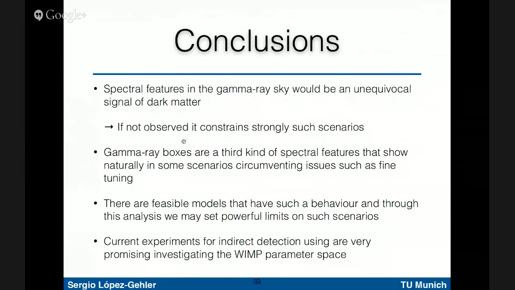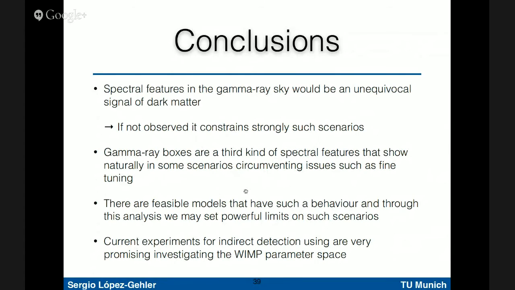features. Gamma ray boxes are a third kind of spectral features that we add to the internal bremsstrahlung and gamma ray lines scenarios. They are a very interesting kind of spectral features that don't need any kind of fine tuning, don't need any values put in by hand to work. So we always have gamma ray boxes, regardless of the masses of these particles, which would be the only thing that could ever be fine tuned. In any case, we will always have gamma ray boxes.